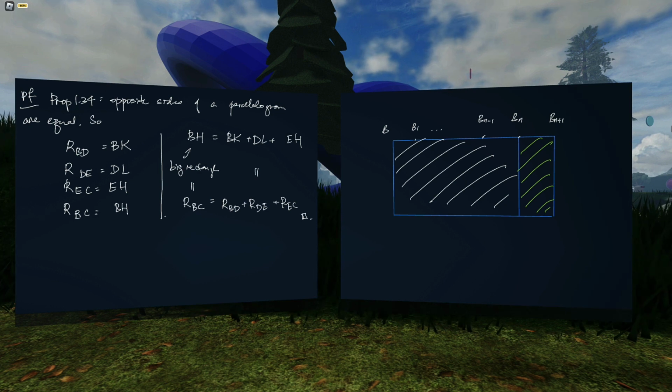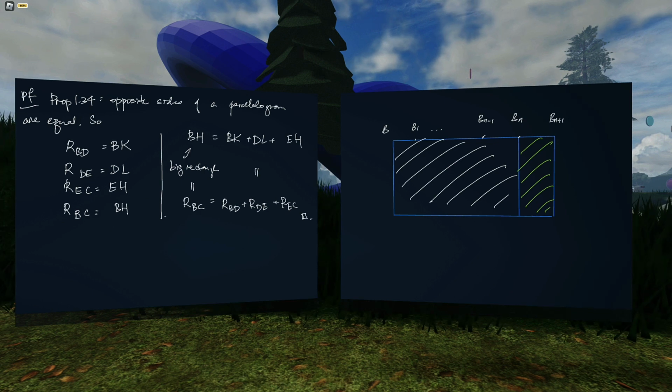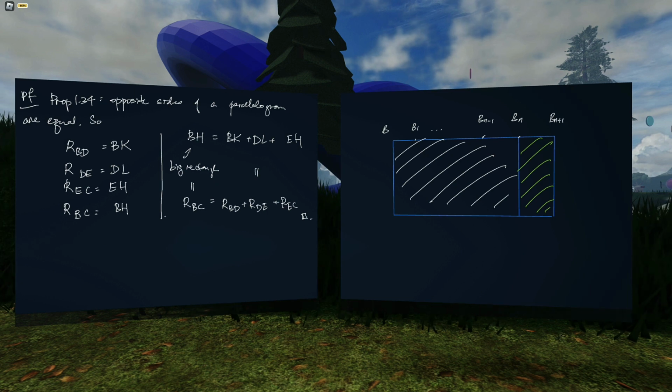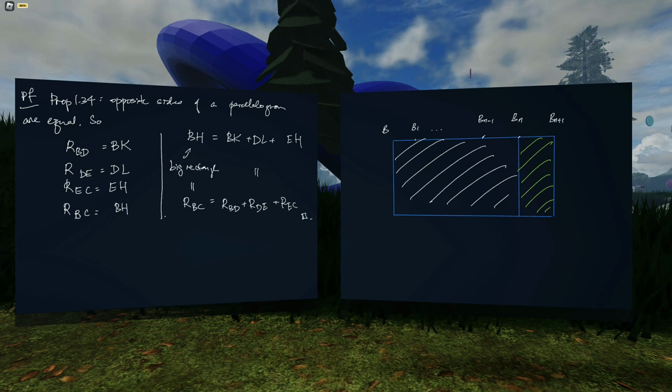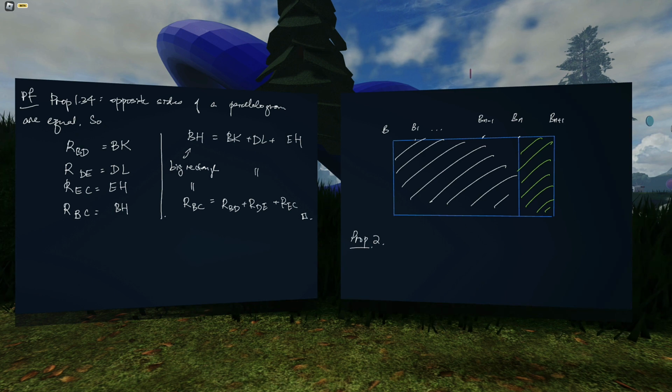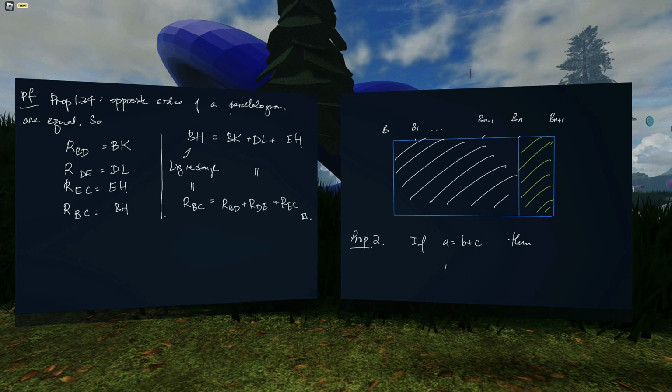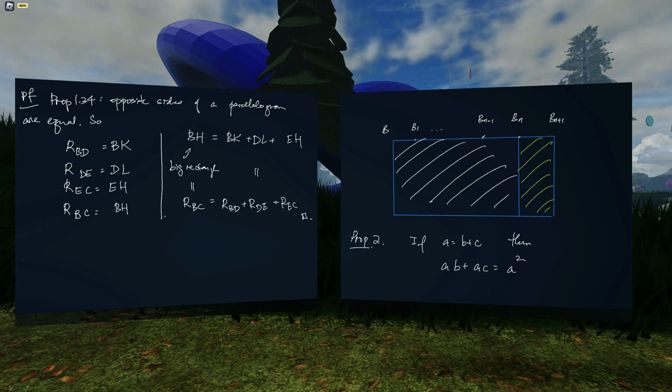There's probably a few minutes left. I don't know, Dan, with proposition 2, when I looked at this, maybe I'll write this down as well before we pause for questions. So proposition 2, the algebraic identity, is that if A equals B plus C, then AB plus AC equals A squared, right?